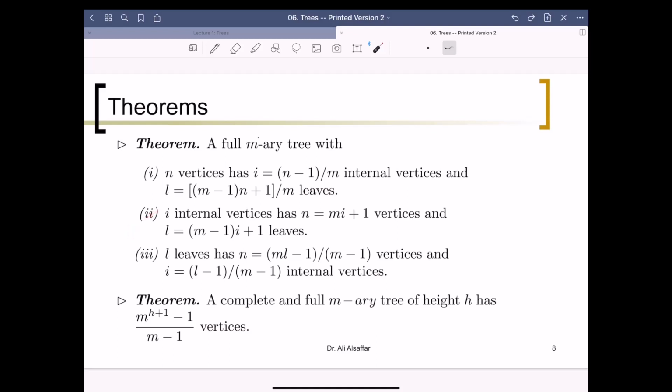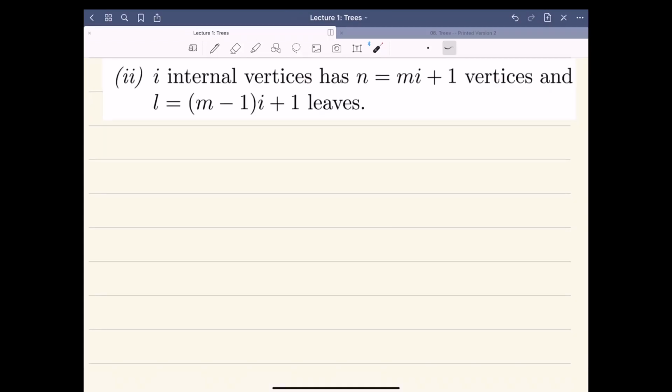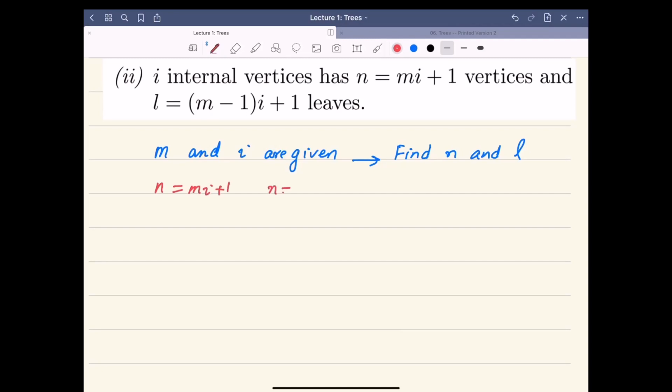For the second part, m is given and I is given. We need to find an equation for n and we need to find an equation for L. Okay, just put those 2 equations in front of you. So n is equal to mi plus 1 and n is equal to L plus I. This equation, we have already found it by counting.